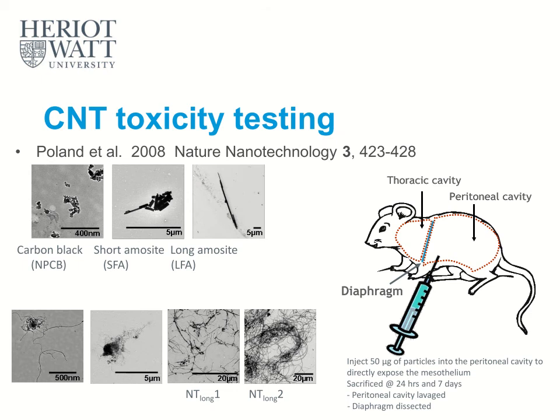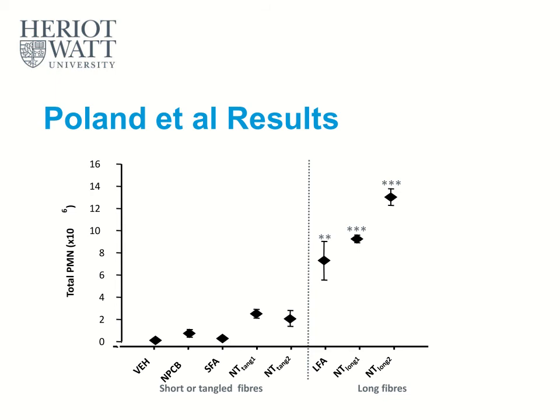So in this study, they injected them into the peritoneal cavity. So this is the abdomen, and then 24 hours and 7 days later, they sacrificed the animals and counted the inflammatory cells that accumulated within that cavity. And what you can see is that this is the neutrophils here. It's an indicator of inflammation. These ones are all short or tangled, so this is asbestos, these are carbon nanotubes. They're not eliciting an inflammatory response.